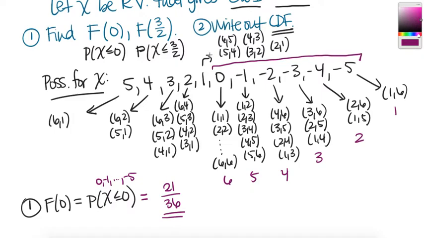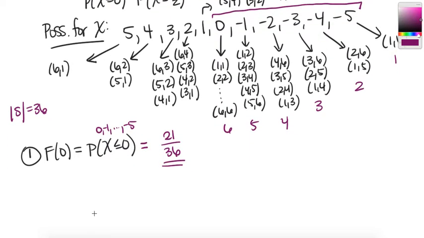Let's double check that we did get all the options. There's supposed to be a total of 36. So basically 21 and then 9, 10. Yes, this is all of the options mapped out correctly. So F(0), the probability that x is less than or equal to 0, is 21 over 36.